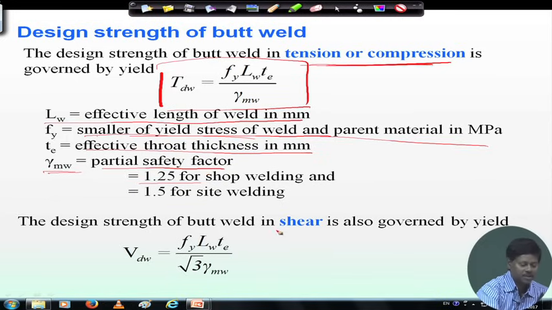But in case of shear, the design strength will be divided by root 3. V_dw is equal to F_y L_w T_e by root 3 gamma_mw. Design strength will be this.